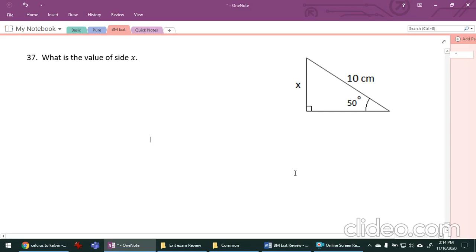Question number 37: what is the value of side x? So you should find x. Here one angle is given, angle 50 degrees, and this side is given as 10 centimeters. This side is not given and I should find x. Now if this angle is given, this side x is called the opposite side, muqabil. This is called the adjacent side, mujawir, and this is called the hypotenuse, watar.